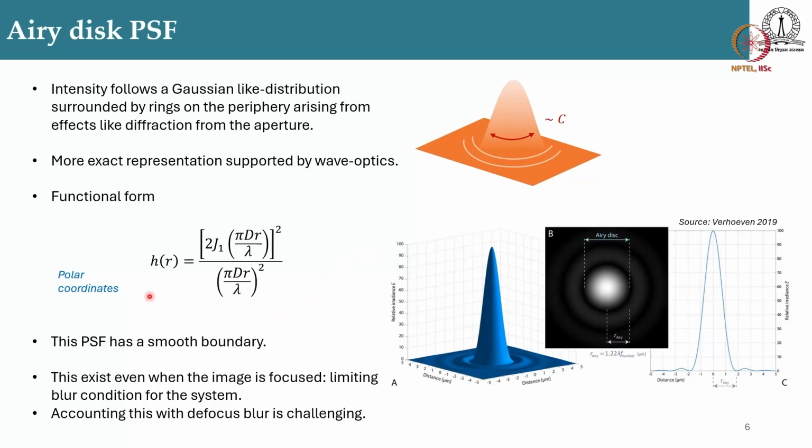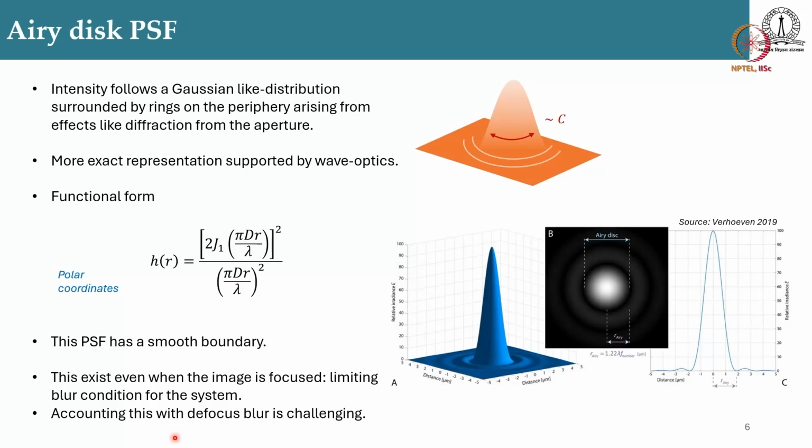Here you can see the functional form of the Airy disk PSF looks very complicated. That's why using this directly in systems can sometimes be very tricky. But yeah, this will be more accurate for sure. This PSF also has a very smooth boundary, and it asymptotically approaches zero at the end. But you will also see some nodes where this value is zero because it's an interference pattern. So you will see a fringe kind of pattern, where you will see nodes and antinodes.